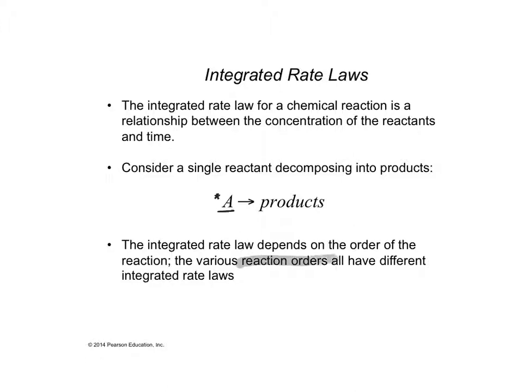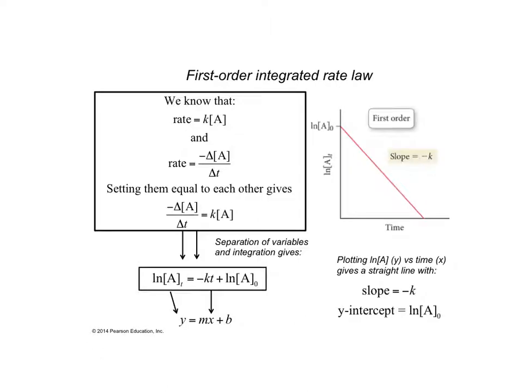So each reaction order, whether it was going to be a zero order, a first order, or a second order, they're all going to have their own integrated rate law, because they're all going to be derived from the original rate law. I know that doesn't really make any sense. Hopefully I'll illustrate it in a second. We're going to start by talking about the first order integrated rate law.